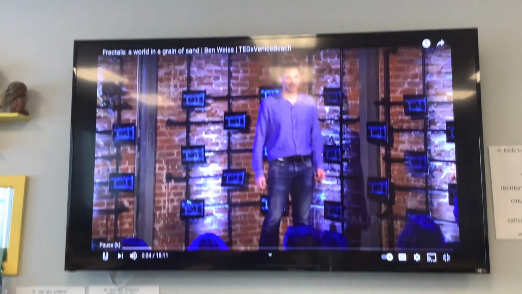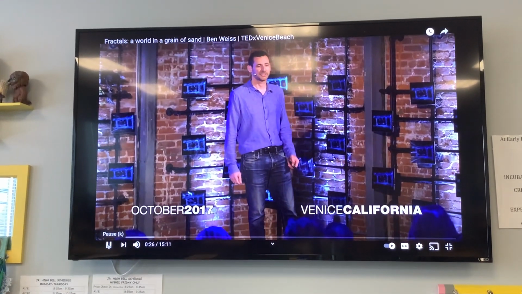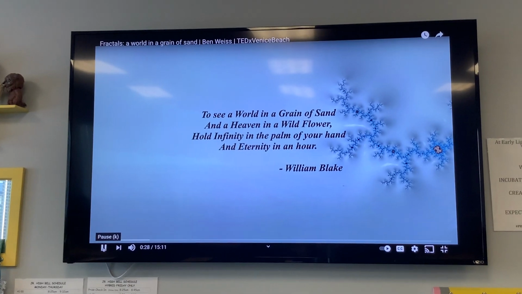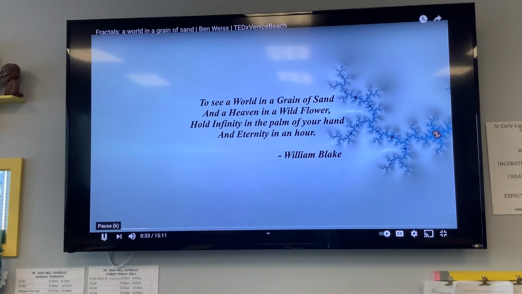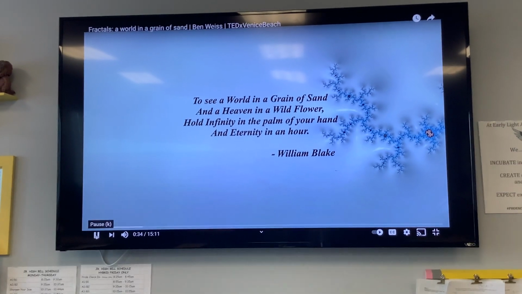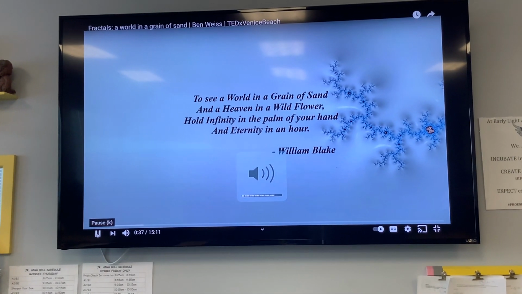200 years ago, William Blake wrote this verse. To see a world in a grain of sand and a heaven in a wild flower. Hold infinity in the palm of your hand and eternity in an hour.